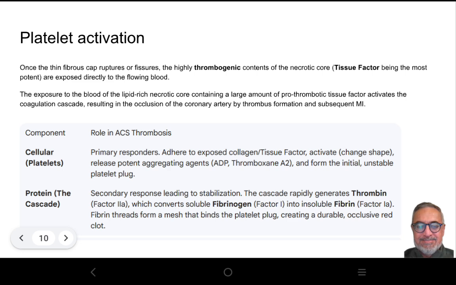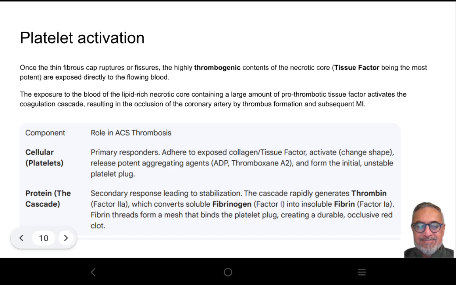Now we move on to platelet activation. Once a thin fibrous cap ruptures or fissures, highly thrombotic contents of the necrotic core are exposed. Tissue factor is the most potent. This exposure of the lipid-rich necrotic core activates the coagulation cascade.